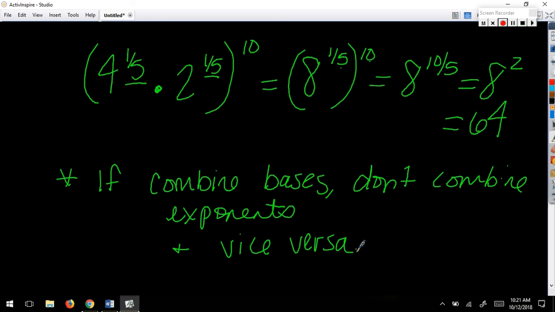So let's do, all right, I'm going to let you try 8 to the 1/2 times 9 to the 1/2 raised to the second power. I'll give you just a second to try it, and then we'll come back together.